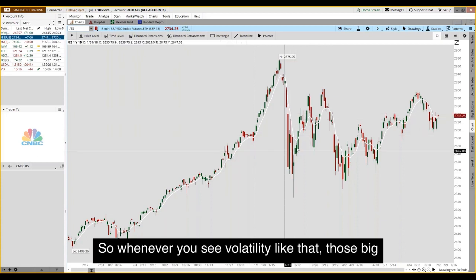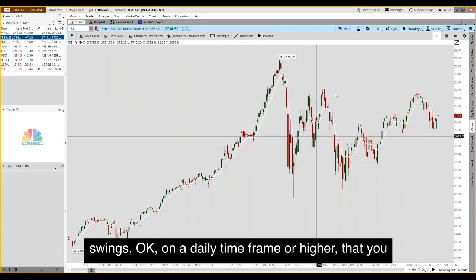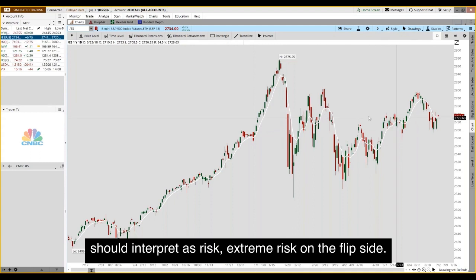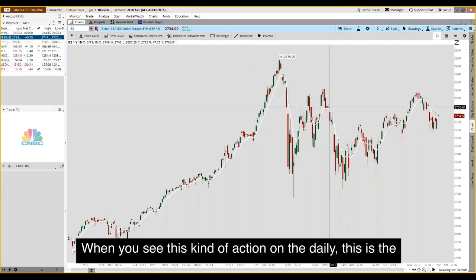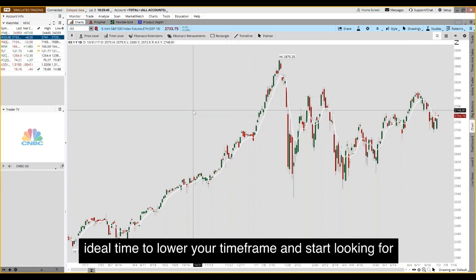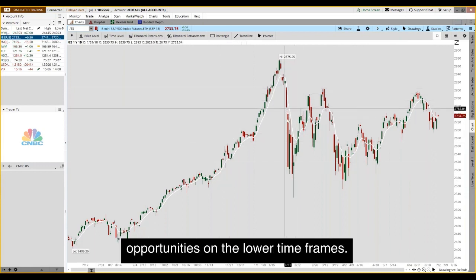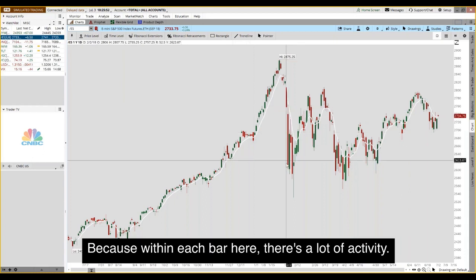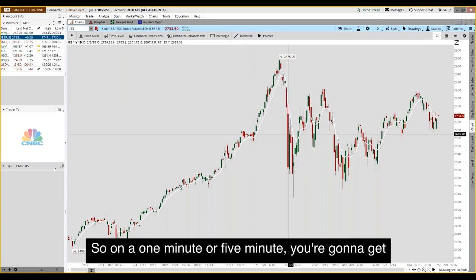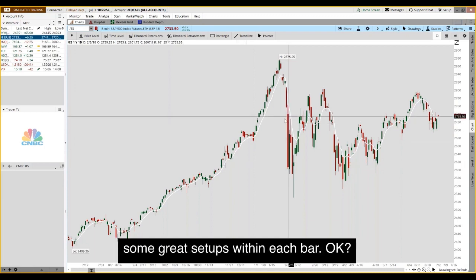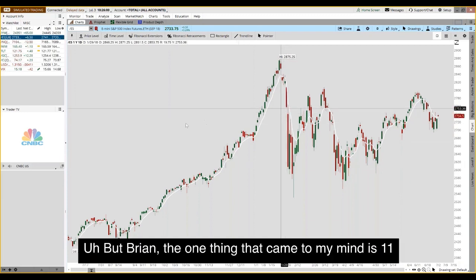So whenever you see volatility like that, those big swings, on a daily time frame or higher, you should interpret that as risk, extreme risk. On the flip side, when you see this kind of action on the daily, this is the ideal time to lower your time frame and start looking for opportunities on the lower time frames, because within each bar here, there's a lot of activity. So on a 1 minute or 5 minute, you're going to get some great setups within each bar.